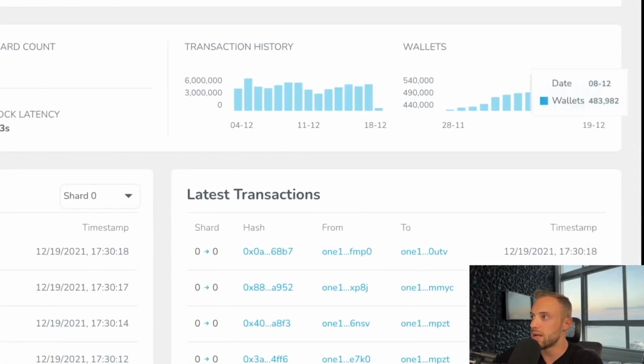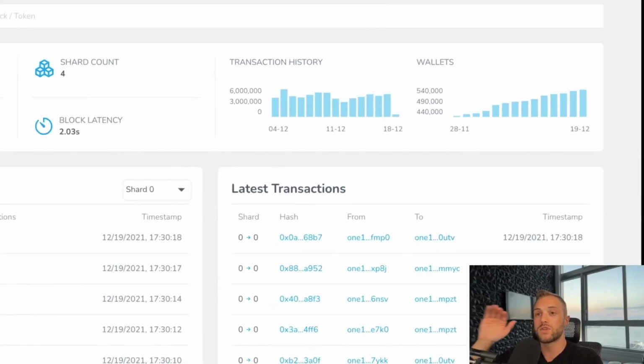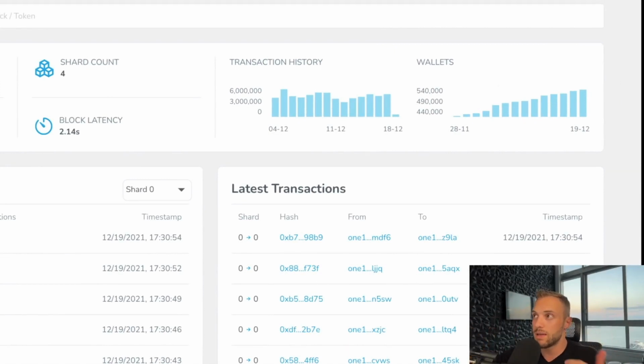Also, the wallets are steadily climbing. So that's an example of strong fundamentals. The number of wallets using the Harmony blockchain is expanding, and the transactions per day are expanding. That's the type of stuff that I want to look at.